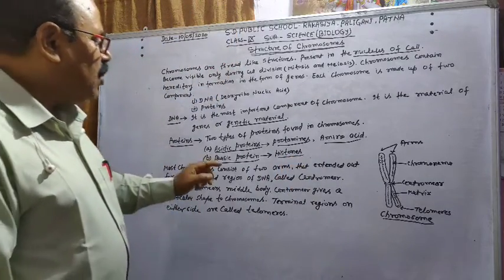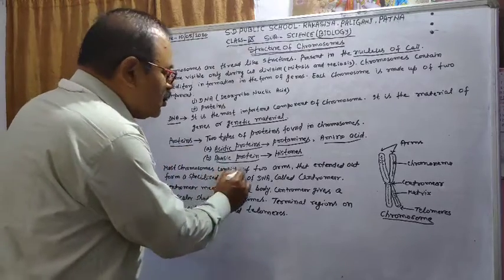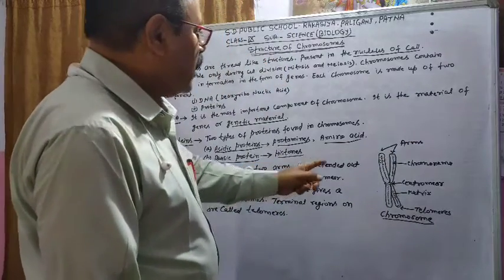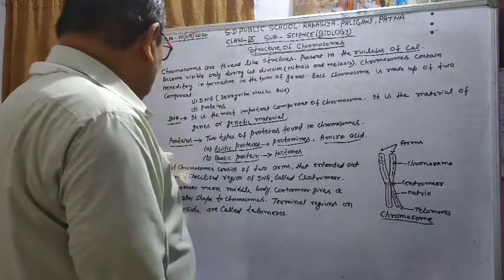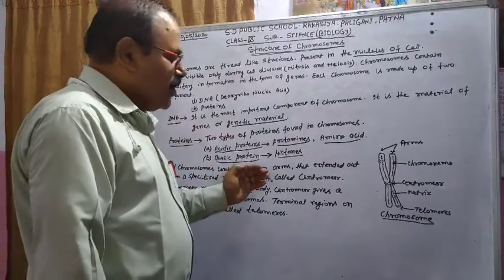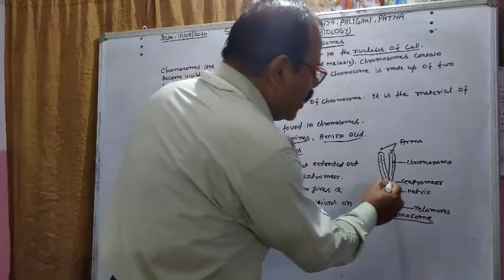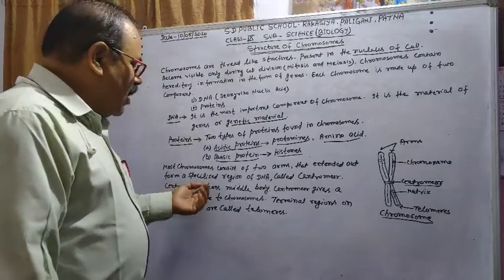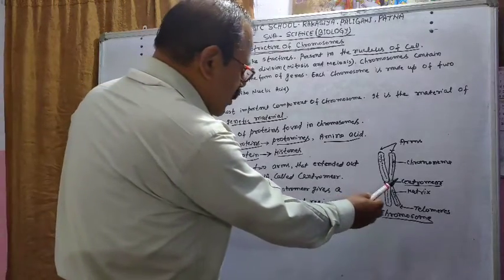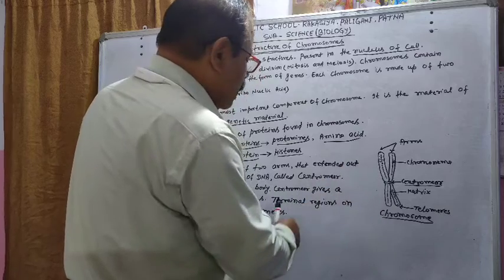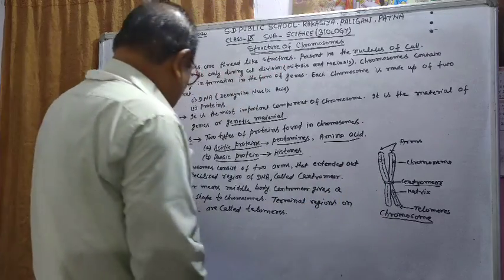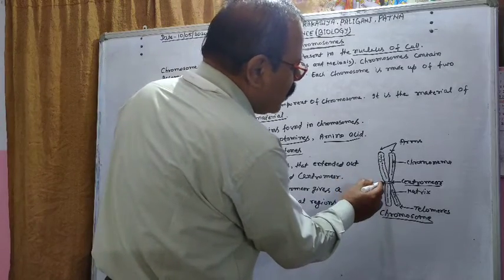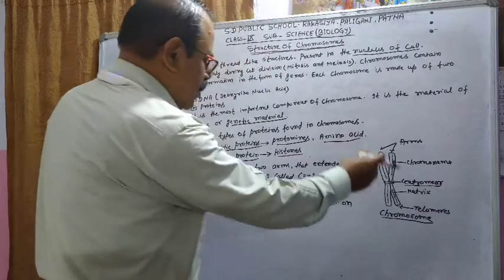Most chromosomes consist of two arms that extend out from a specialized region of DNA called the centromere. Centromere means middle body or middle part. The centromere gives a particular shape to the chromosome.